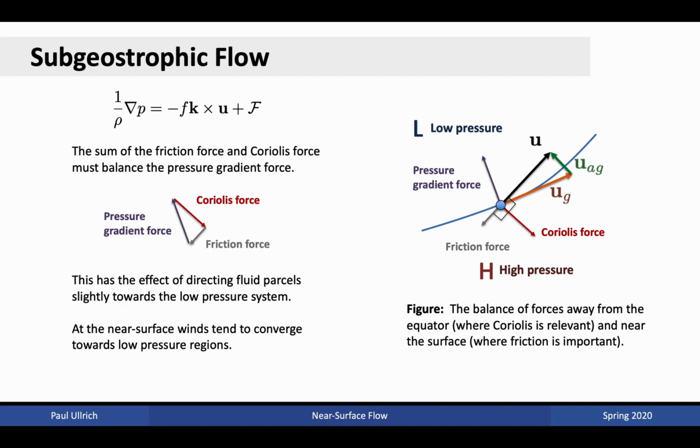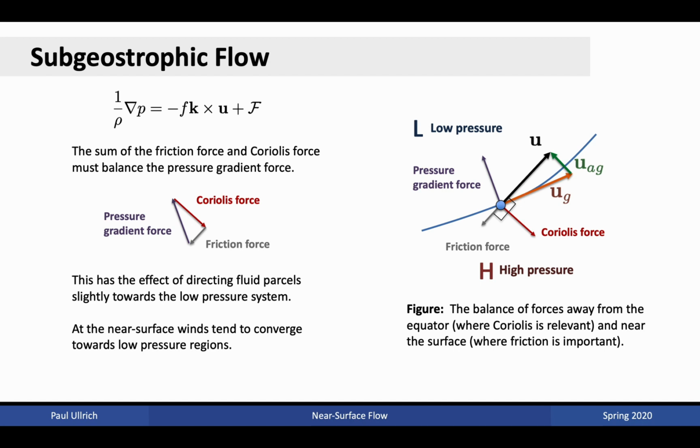In this particular arrangement, one then has that the sum of these three forces equates to 0, as shown in this triangle diagram on the left-hand side here. In total, the net effect then is the typical flow is directed slightly towards regions of low pressure.